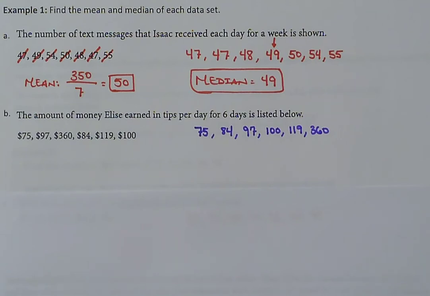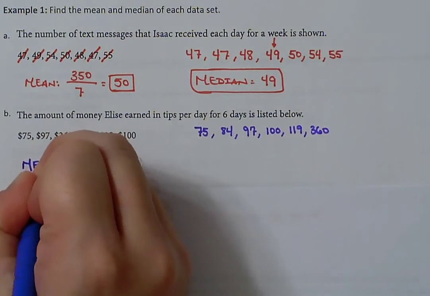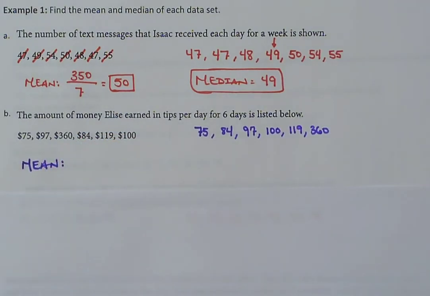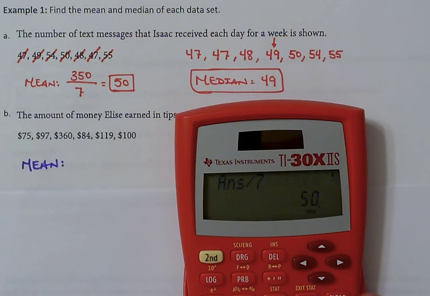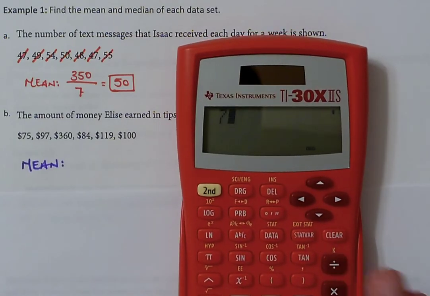To find the mean, again, we're going to go through and add all these numbers up and then divide by how many. So we're going to go ahead and grab our handy dandy calculator. We're going to take 75 plus 97 plus 360 plus 84 plus 119 plus 100. And we're going to end up with 835.